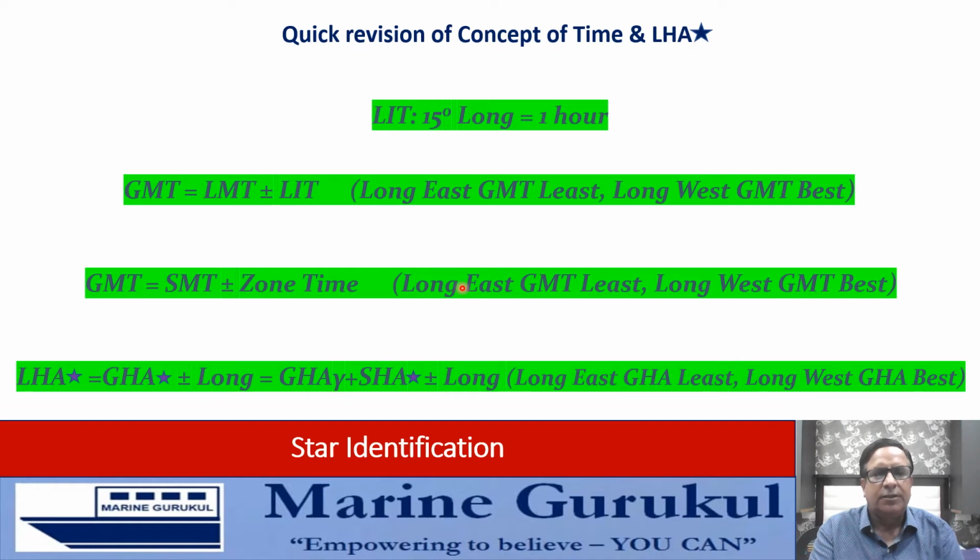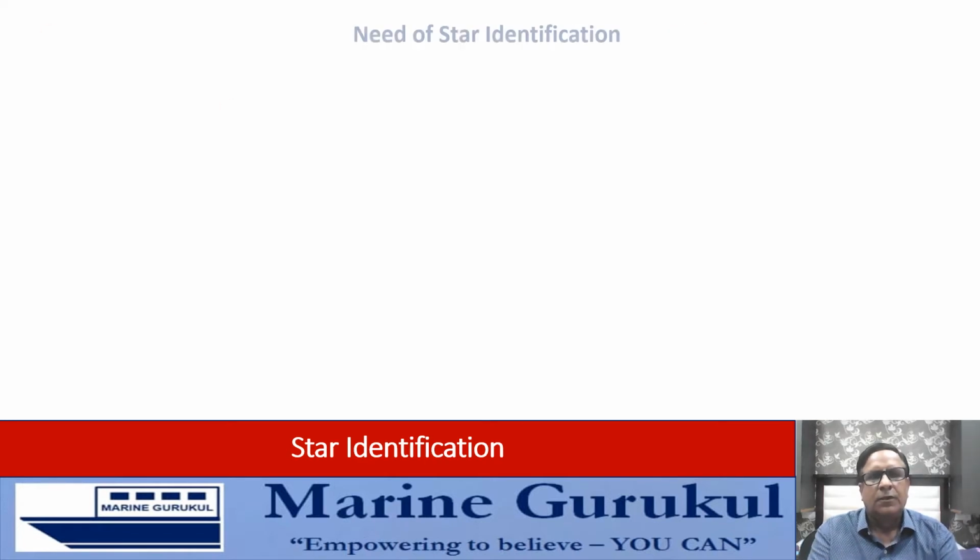And lastly, LHA star, which is equal to GHA star plus or minus longitude, and GHA star is equal to GHA Aries plus SHA star. So LHA star becomes GHA Aries plus SHA star plus or minus longitude, longitude east, GHA least, longitude west, GHA best.